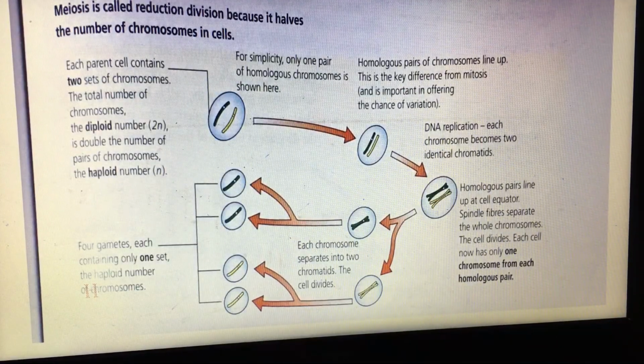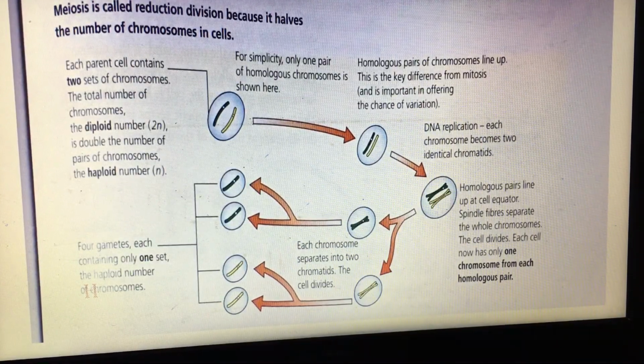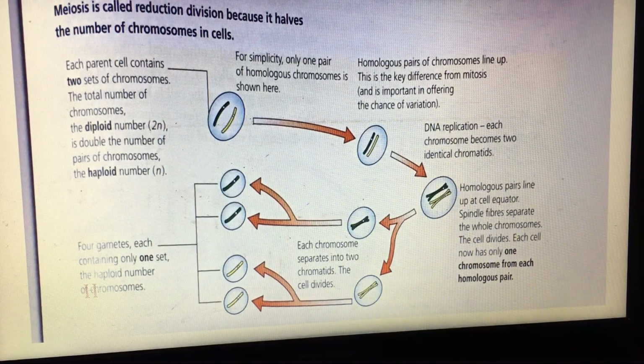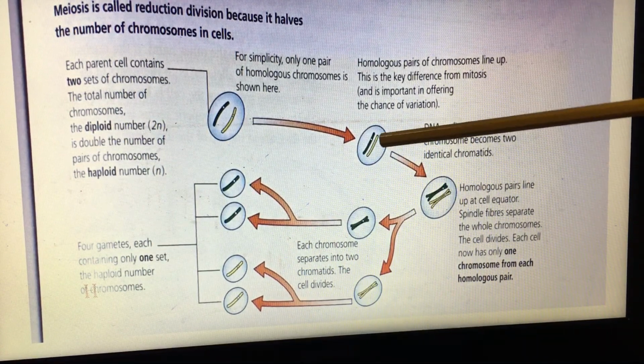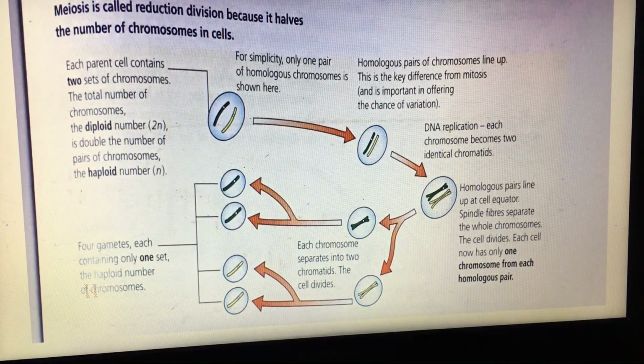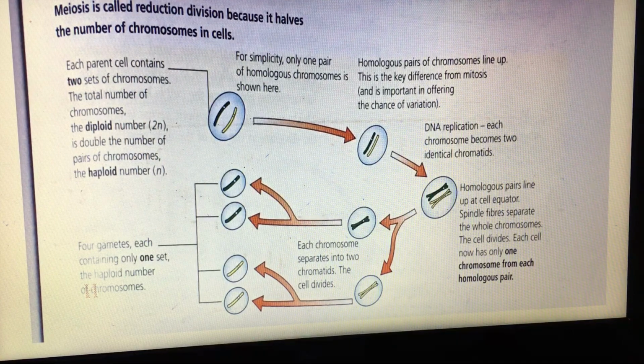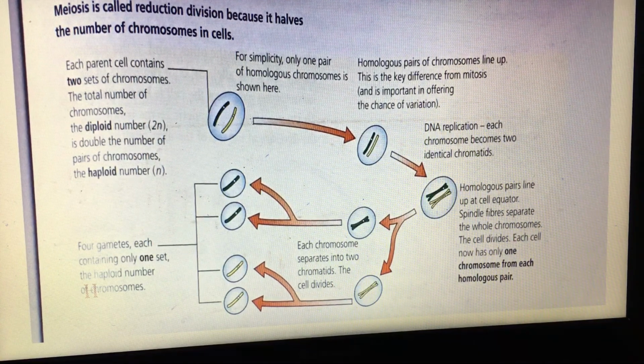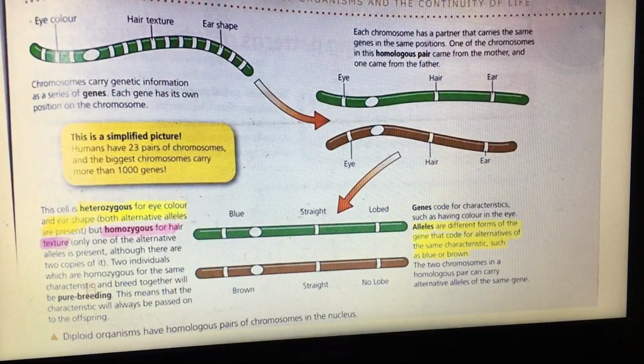Now, if you remember in the previous lesson, in the meiosis process, in the second step, the homologous pairs of chromosomes line up. Here in this step, we say that the homologous pair line up to offer the chance of variation. Okay, so they lined up just to offer the chance of variation.